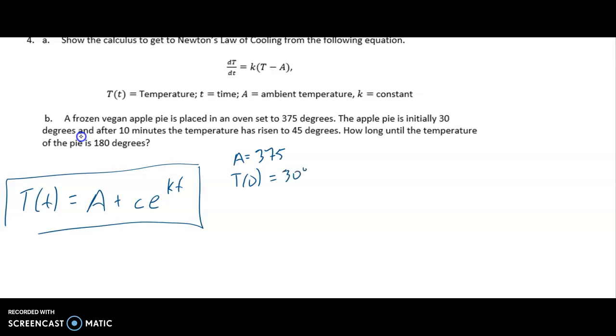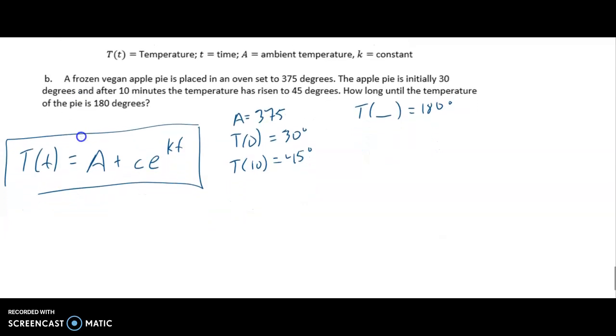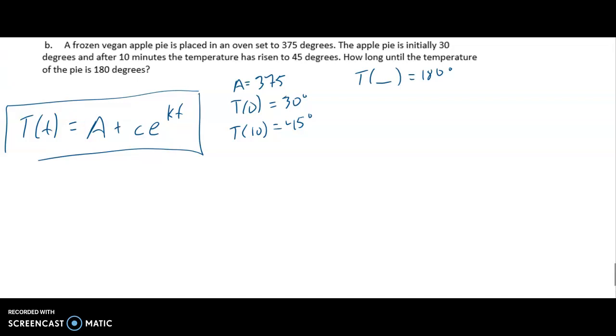And then let's see, after 10 minutes, it rises up to 45 degrees. So that would mean T of 10 is equal to 45 degrees. And then we want to know how long until the temperature is 180. So the question they're asking is T of what is equal to 180 degrees. All right, so let's jump in and do this. I'm going to go ahead and fill in what I know. I know T of t is equal to 375 plus C times e to the kt.